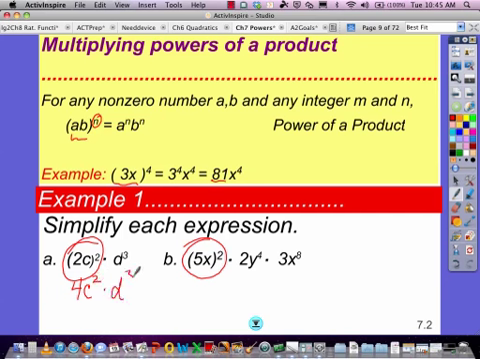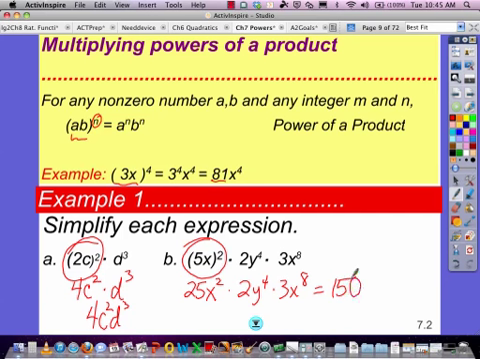We still have to multiply times d, so alphabetical order, c squared, d cubed. 5 has to be squared, 25. X has to be squared, x squared. We still have got our 2y to the fourth and our 3x to the eighth. Again, we need to multiply. Numbers first, 25 times 2 is 50. 50 times 3 is 150.